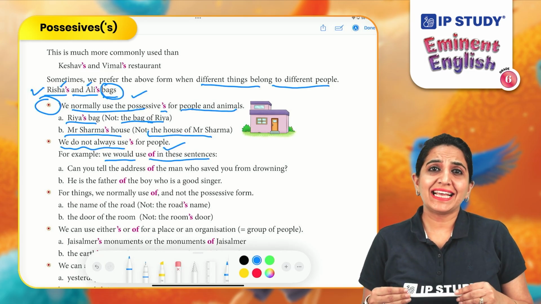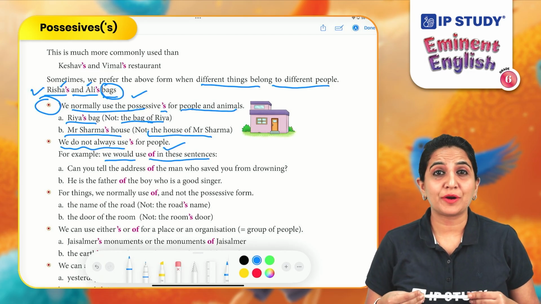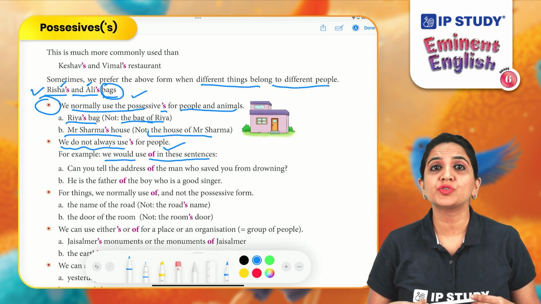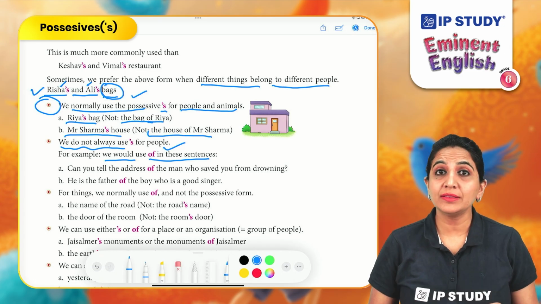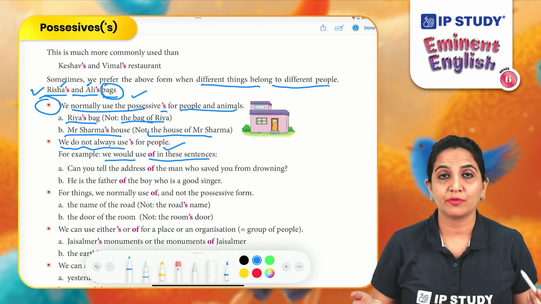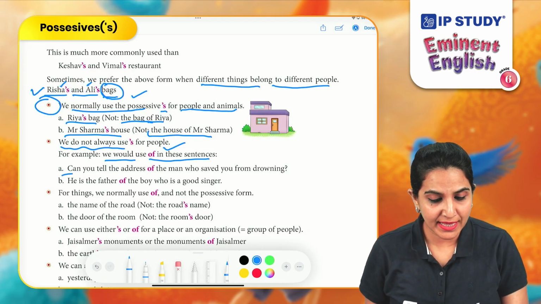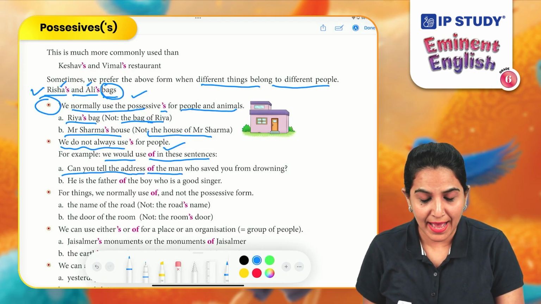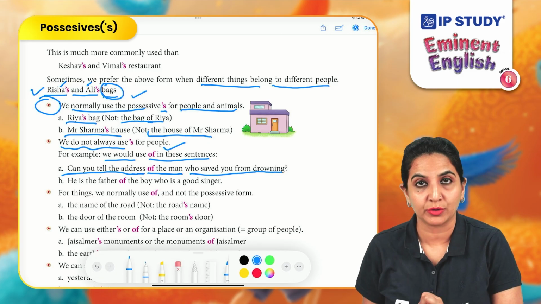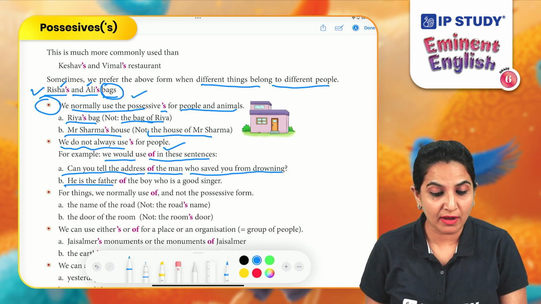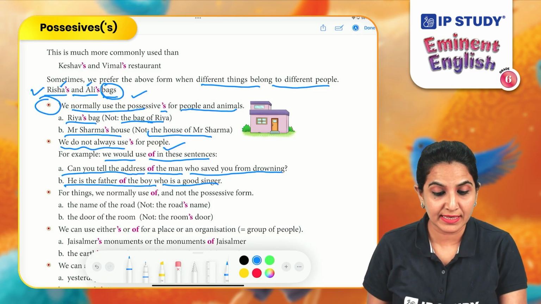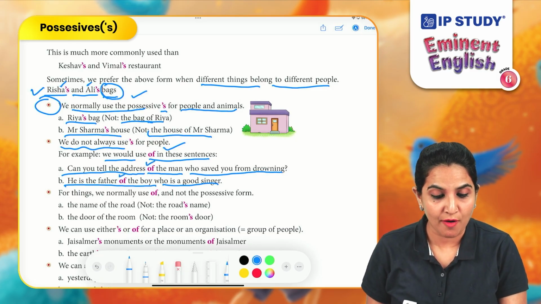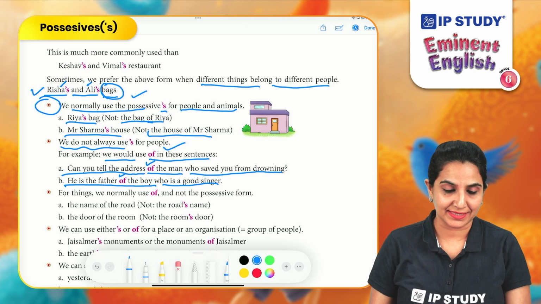So now in the case like Riya's bag, Mr. Sharma's house, we used an apostrophe and s for people, right? But it is not the case that we may use it for people all the time. For example, can you tell the address of the man who saved you from drowning? He is the father of the boy who is a good singer. Now, in these cases, we tend to use of and not apostrophe and s.